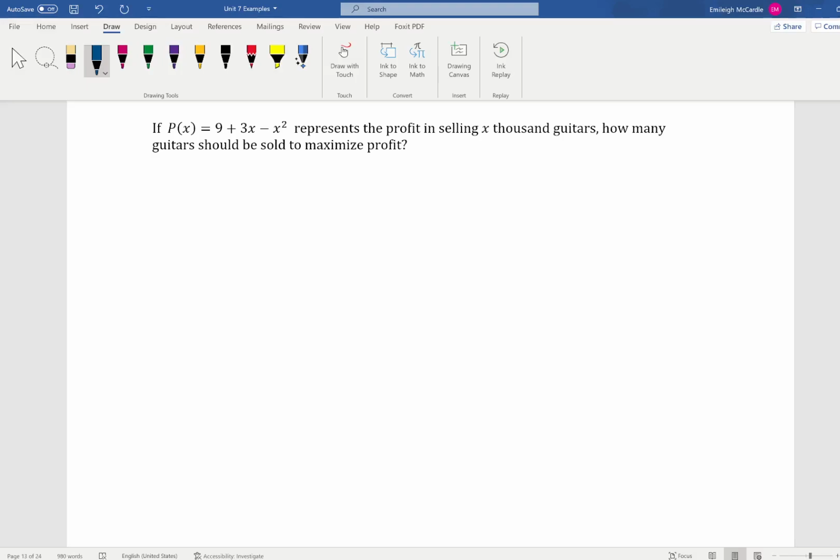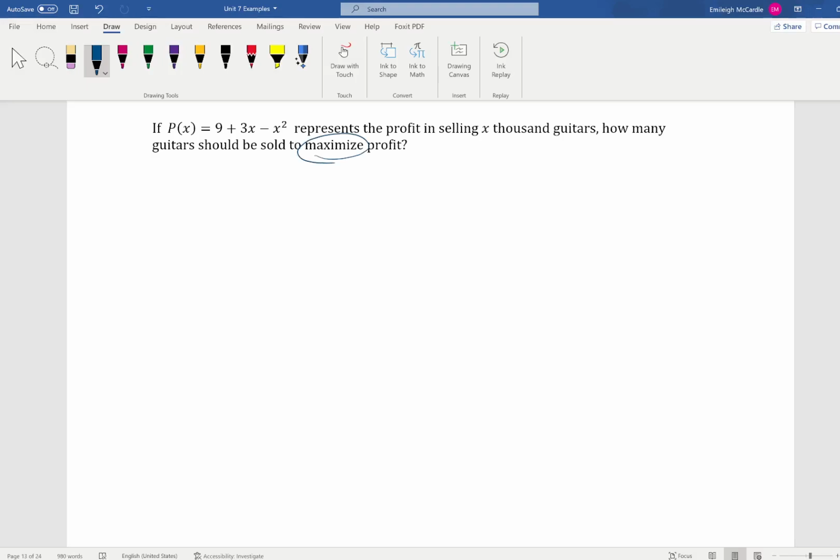All right, in this problem we have: if p of x equals 9 plus 3x minus x squared represents the profit in selling x 1,000 guitars, how many guitars should be sold to maximize the profit? So we have a lot going on in this problem. First, our key word in this problem to tell us what to do is the word maximize.